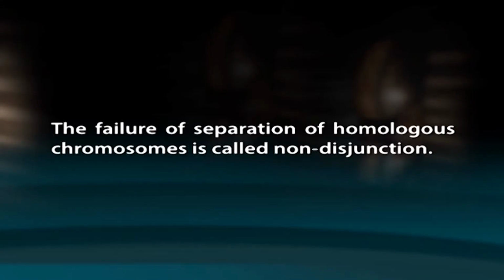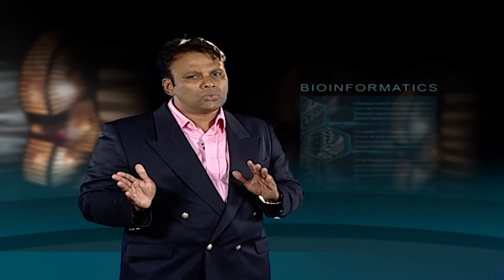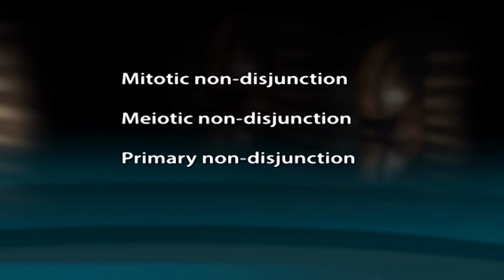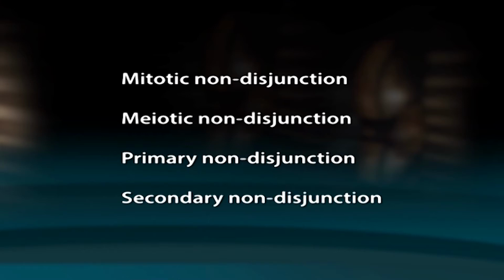The failure of separation of homologous chromosomes is called non-disjunction. This can occur either during mitosis or meiosis or embryogenesis. It always produces cells with wrong chromosomal numbers. Non-disjunction was also discovered in man and Datura. There are different types of non-disjunction. The non-disjunction can be classified into 4 main types. They are mitotic non-disjunction, meiotic non-disjunction, primary non-disjunction and secondary non-disjunction.